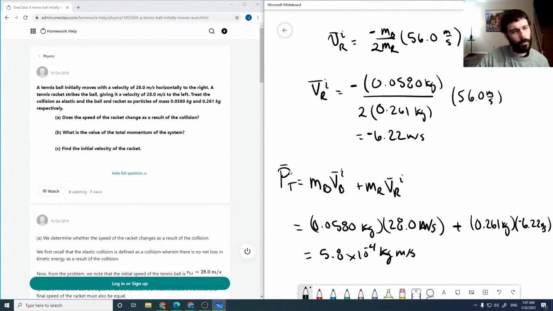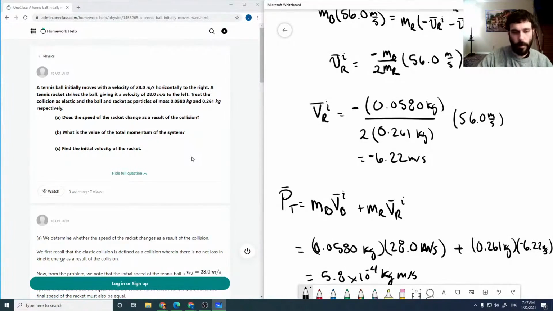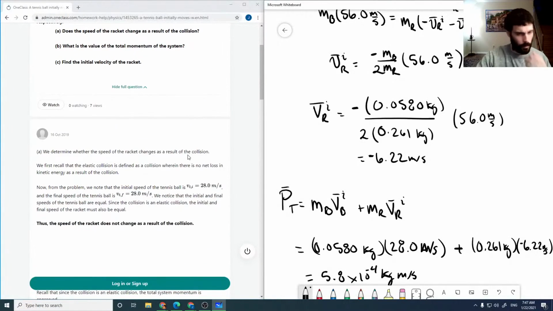Again, I don't know how I would solve for the total momentum without knowing that velocity, except in a roundabout way, but it's easier to solve for the velocity before the momentum, I would think. But oh well.